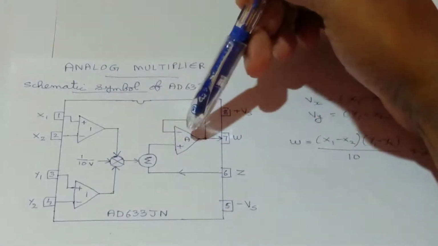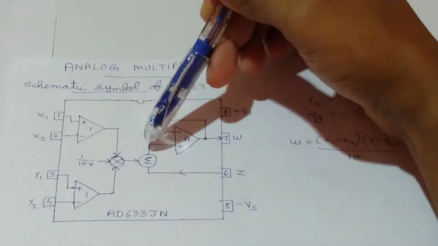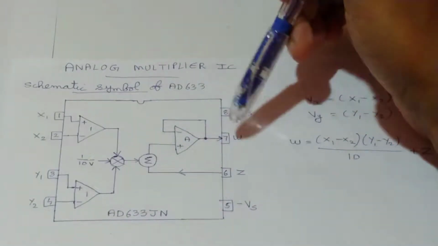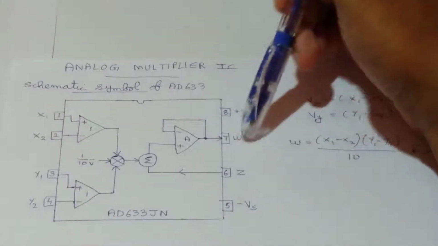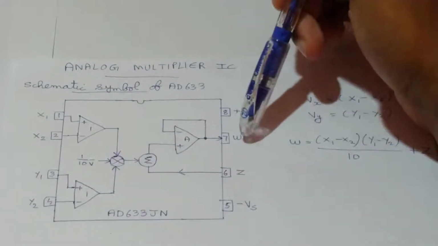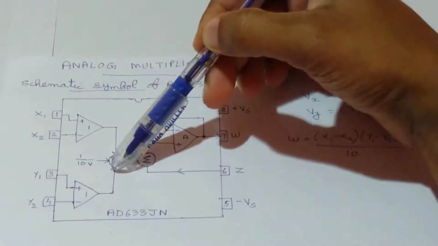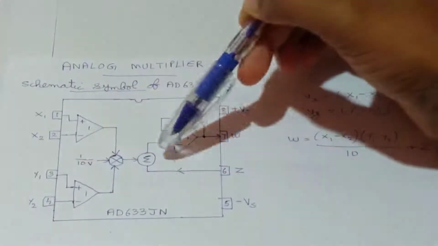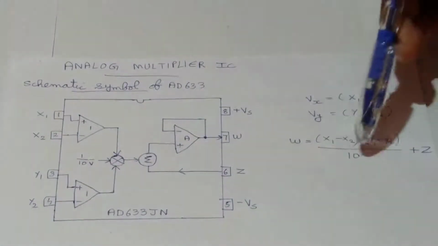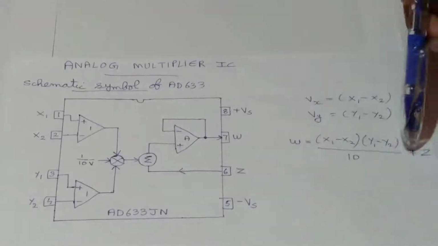Hence the output of this op-amp will be the same as the voltage at its non-inverting terminal, and the output of this op-amp is connected to the output point of this AD633 IC. Hence at this 7th pin we will get the output of this analog multiplier IC, which will be (X1 minus X2) times (Y1 minus Y2) divided by 10 volt plus Z. So this W will be (X1 minus X2)(Y1 minus Y2)/10 plus Z, or Vx Vy divided by 10 plus Z.